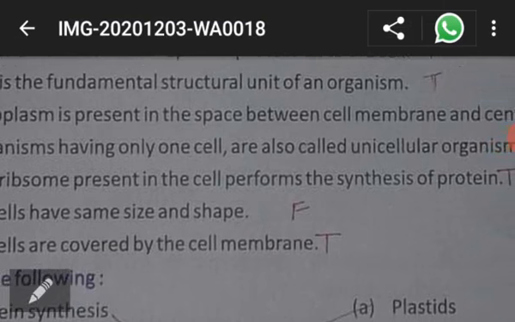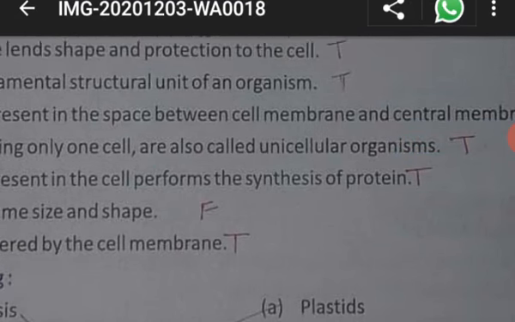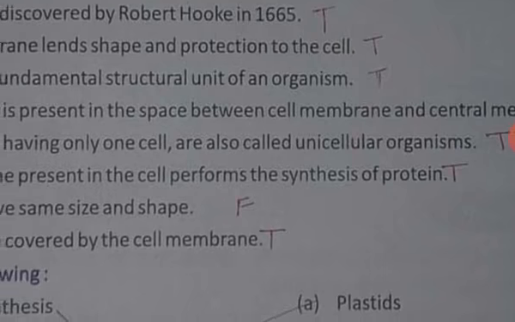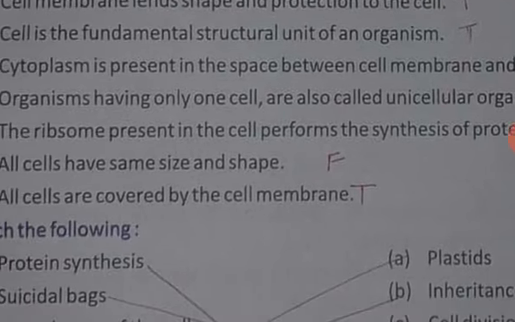The cell was discovered by Robert Hooke in 1665. True. Cell membrane lends the shape and the protection of the cell. True. Cell is the fundamental structural unit of an organism. True. Cytoplasm is present in the space between the cell membrane and the central membrane. True. Organisms having only one cell are also called the unicellular organisms. True. The ribosomes present in the cell perform the synthesis of the protein, and the answer is true.